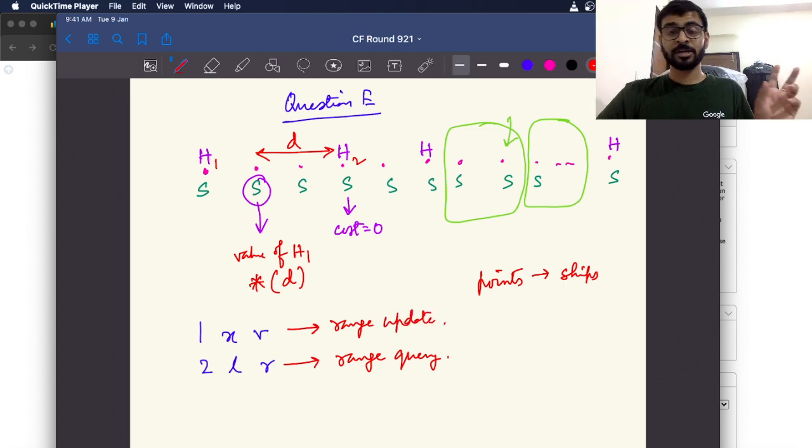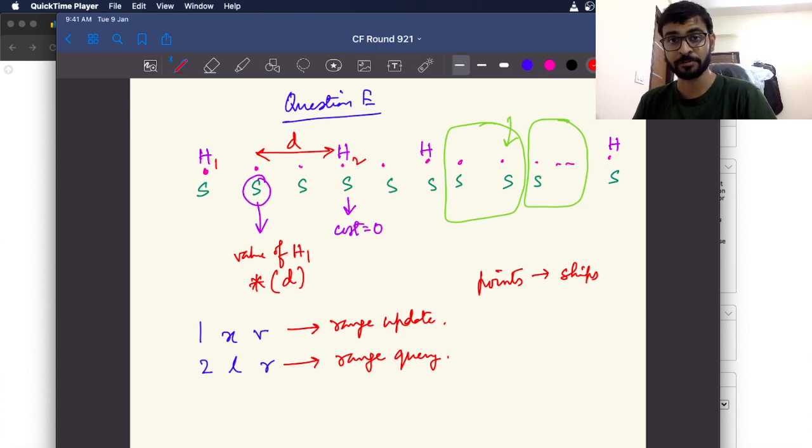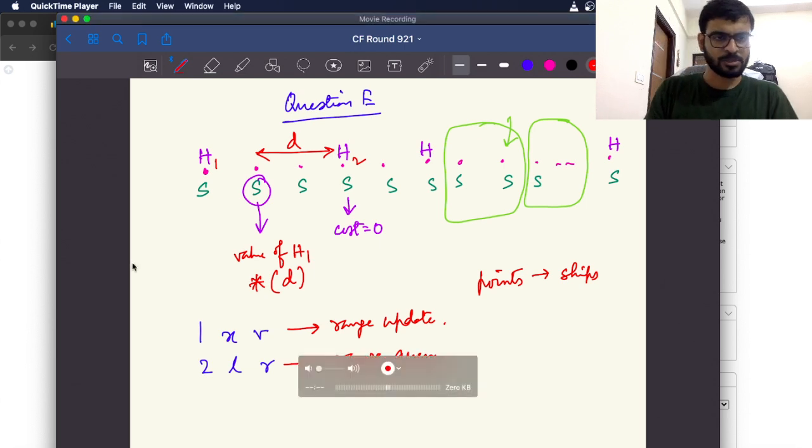With respect to the harbor, it can be a single update. With respect to the ships, multiple ships are getting affected. With respect to the query, multiple ships are being queried together. So range update, range query brings to our mind, in this case, when I'm introducing a harbor, we have to see the nature of queries. So, what basically was the question?